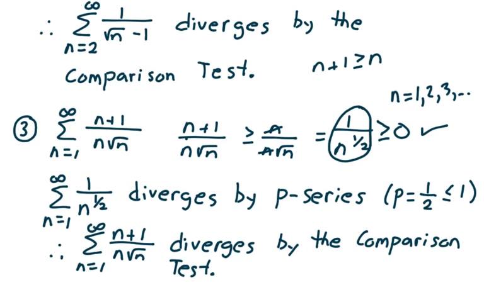The summation from n equal 1 to infinity of 1 over n to the 1/2 diverges by p series. P is equal to 1/2, which is less than or equal to 1. So therefore, the summation from n equal 1 to infinity of n plus 1 over n square root of n diverges by the comparison test. So notice how n plus 1 over n square root of n is greater than or equal to 1 over n to the 1/2. So we're comparing it to something that we know diverges. That's kind of the idea.